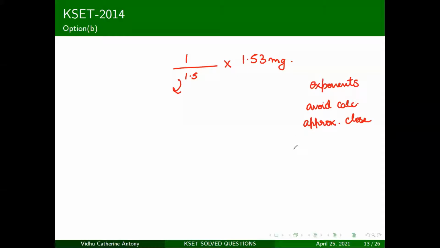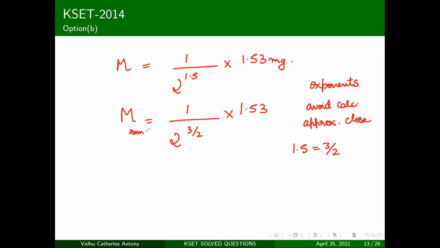1.5 can also be written as 3 by 2, right? So you have 1 divided by 2 power 3 by 2 times 1.53. And remember, this is the mass that you need to actually find out, the mass that's remaining.